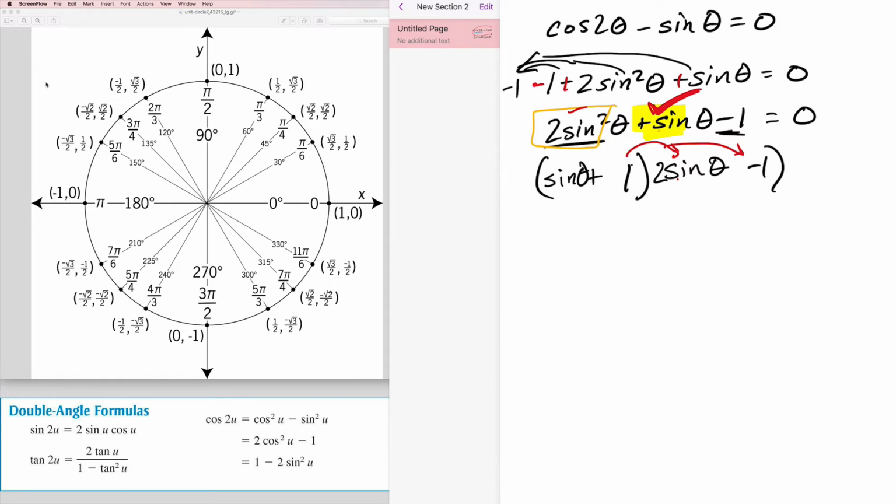And you know, that may not have been obvious right off the bat, but once you checked your work, you would have seen that you would have had a negative sine theta, so then you would have had to flip it. So either way, let's continue on.